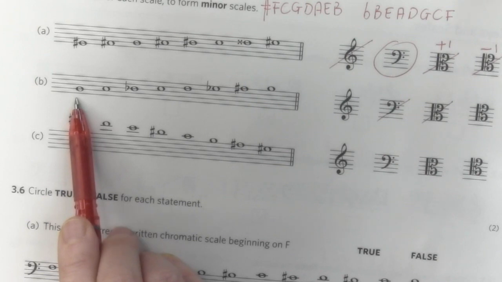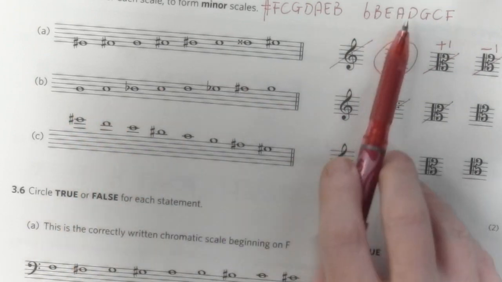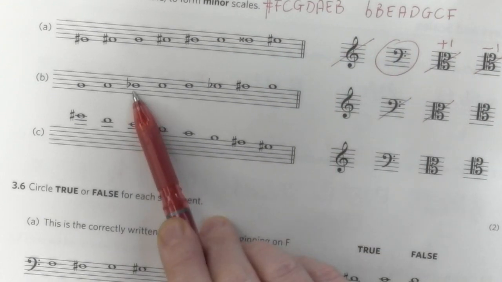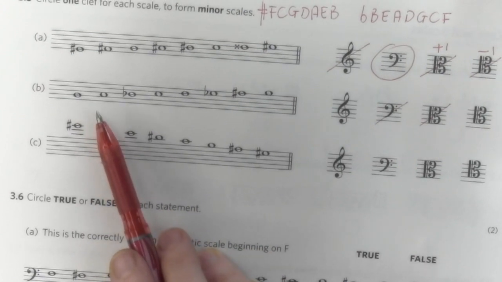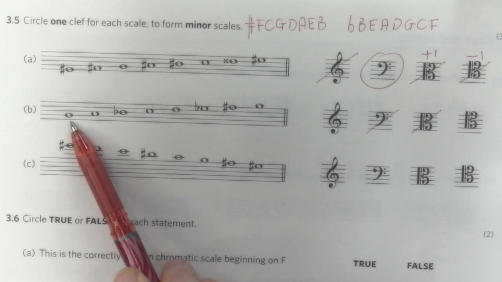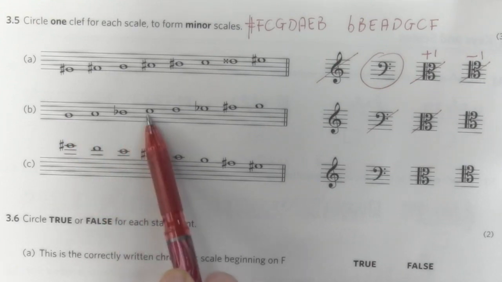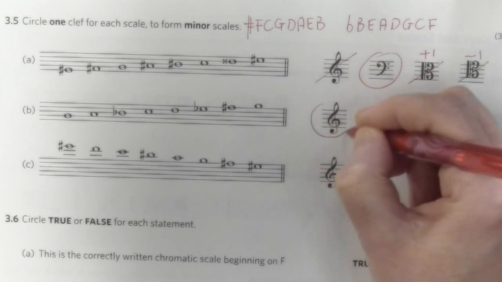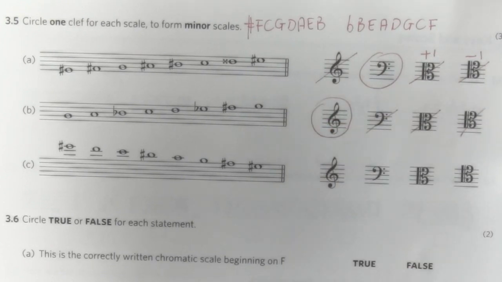F minor is the relative minor of A flat, 3 semitones above. A flat has 4 flats: Si, Mi, La and Re. And Fa, Sol, La, this is flat, but B is not flat, so it can't be. So our answer is the treble clef.